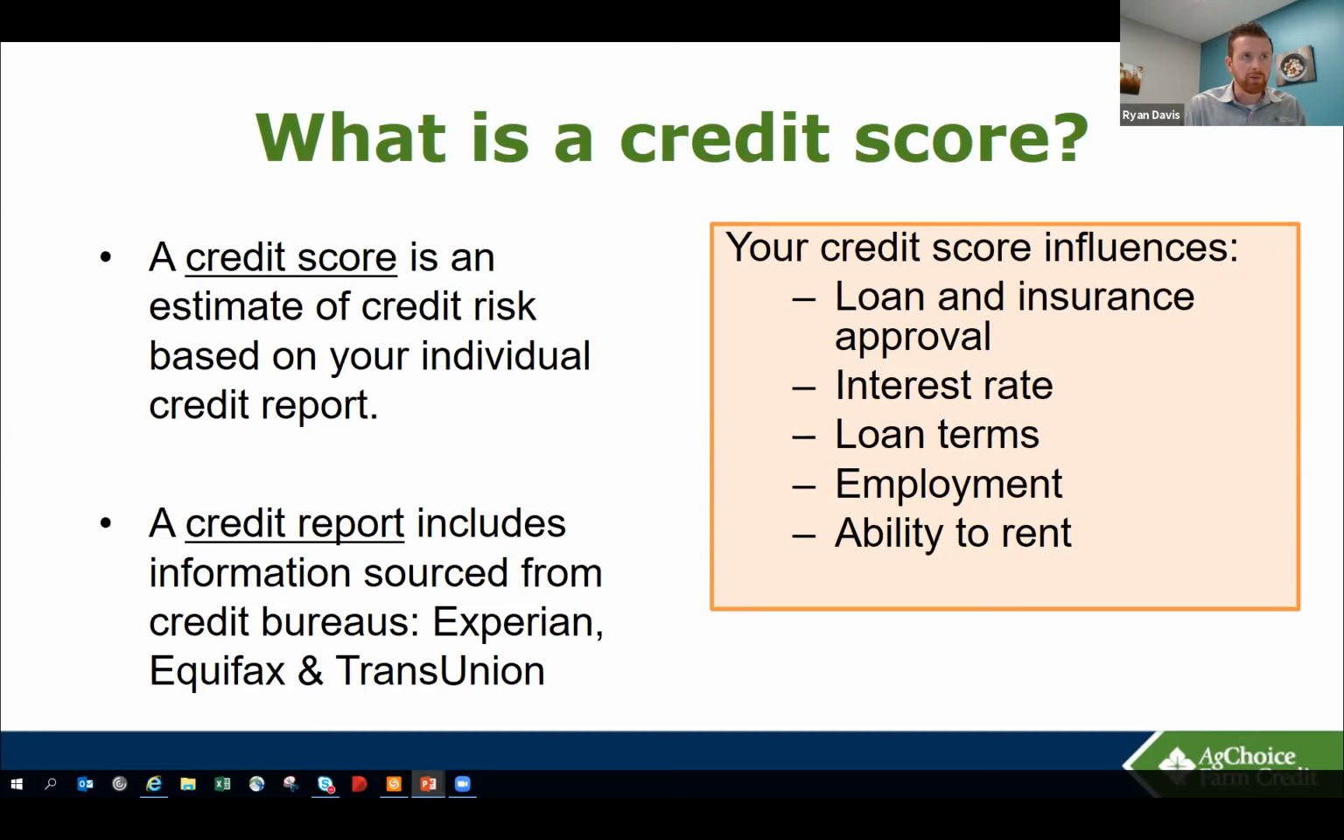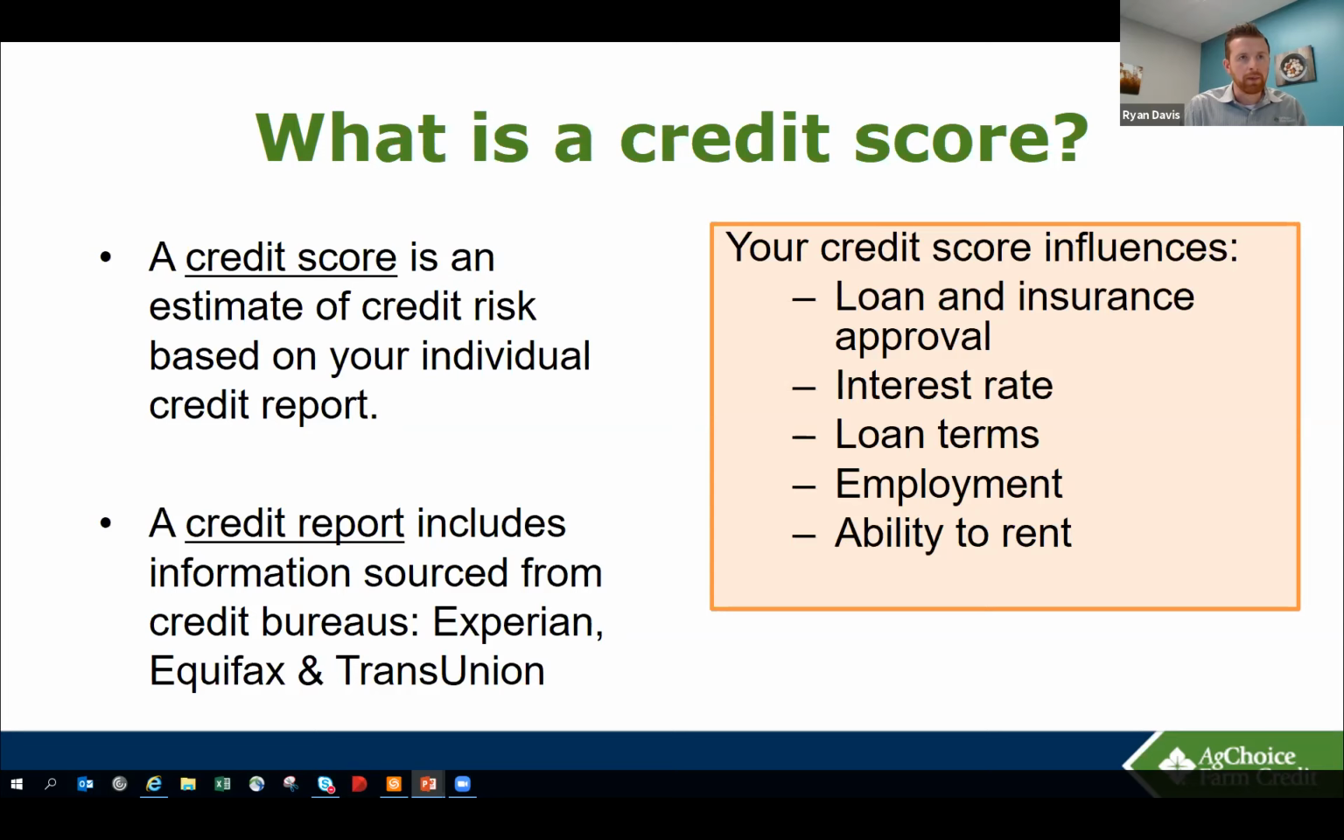It could influence loan, insurance approval, interest rates, loan terms. A lot of employers actually run your credit report to see how you manage your personal finances. Could even have an impact with a landlord. If you're looking to rent a location, they may want to check to make sure that you're going to pay them on time.